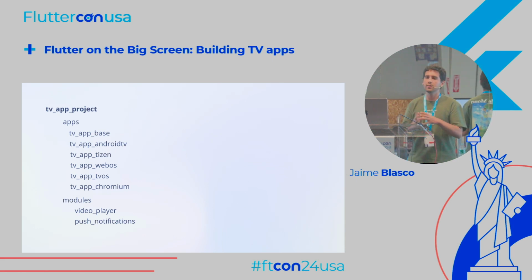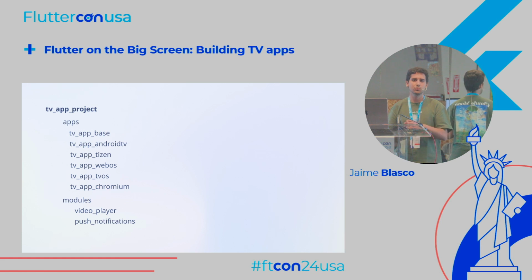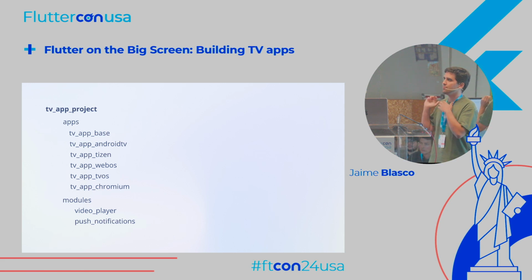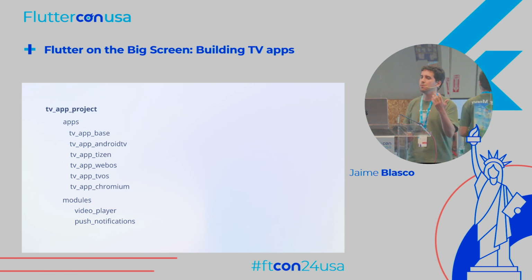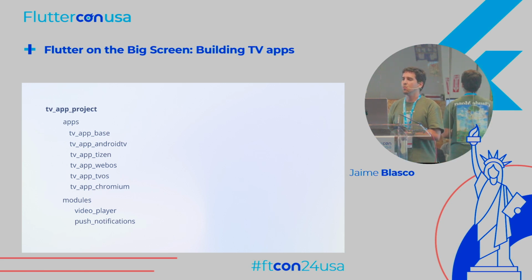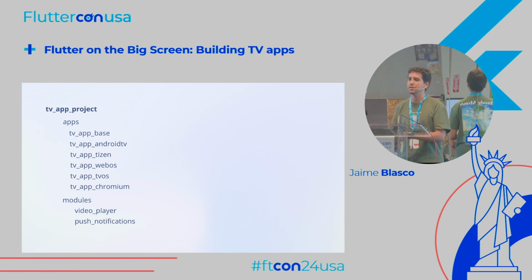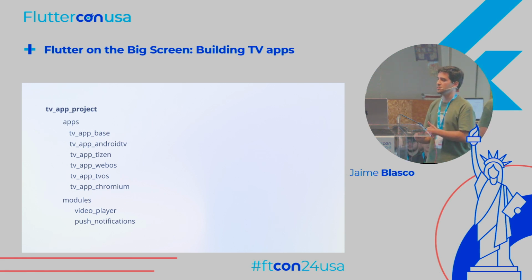Let's see how I have been building this year. Imagine you want to build an app that targets most of the TV operating systems in the market. They have so many different capabilities and limitations, so what I did was create a base project. It's a Flutter project that contains all the UI and business logic of our app, and it's agnostic to the platform itself. Then I created a different Flutter project for each platform.